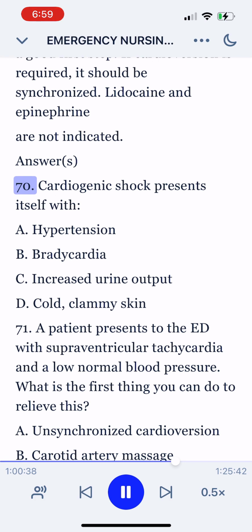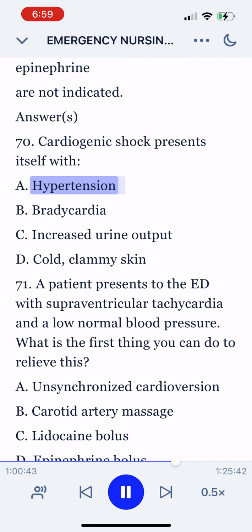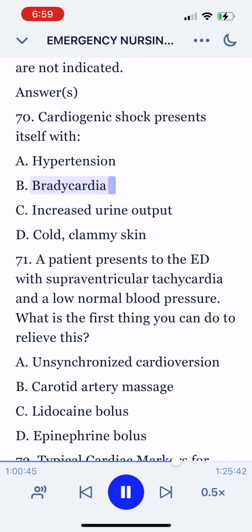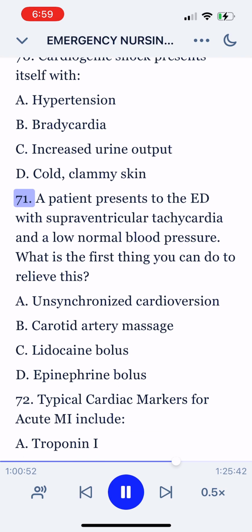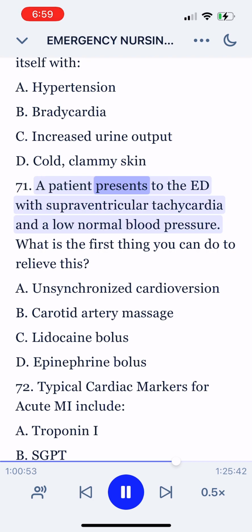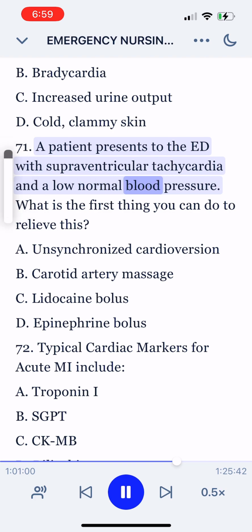Answers. 70. Cardiogenic shock presents itself with A. Hypertension. B. Bradycardia. C. Increased urine output. D. Cold, clammy skin.